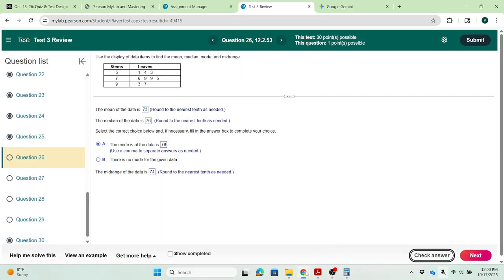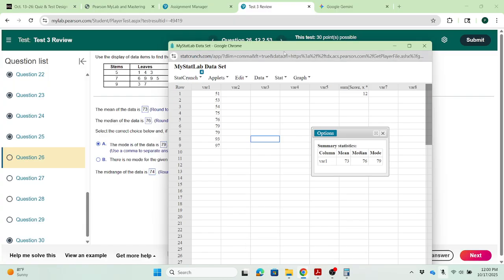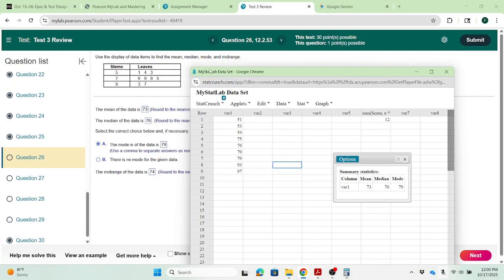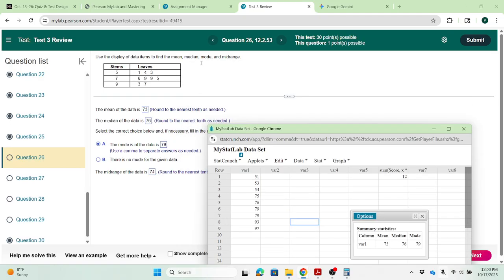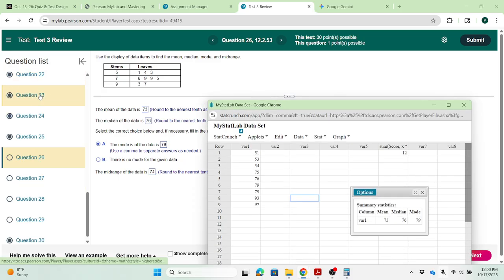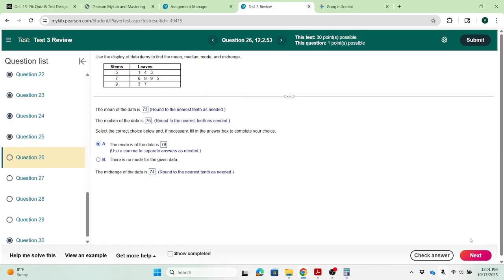So the good idea is to type your data here in StatCrunch. Even if you don't have any StatCrunch available here, open your StatCrunch from one of the problems you have been given already, and then use the very same worksheet to type the data, and then you can find all the answers.